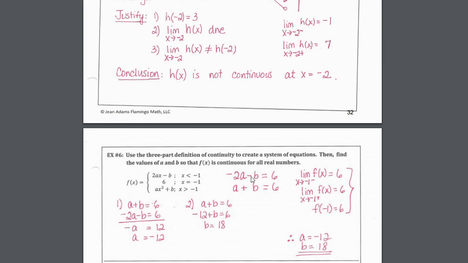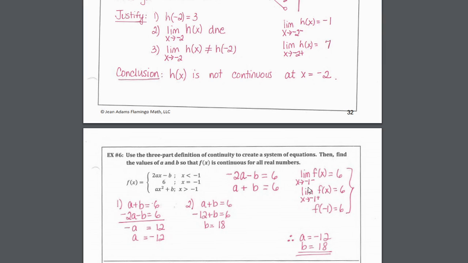Notice that I already have a negative b and a positive b, so all I have to do is just add the two equations. A minus 2a is negative a, 6 plus 6 is 12, so then I find that a is negative 12, so that's one answer already. Okay, then just take it and plug it into any of the equations, and then you find your second answer. B is equal to 18.